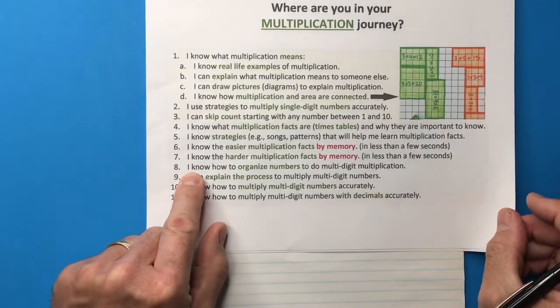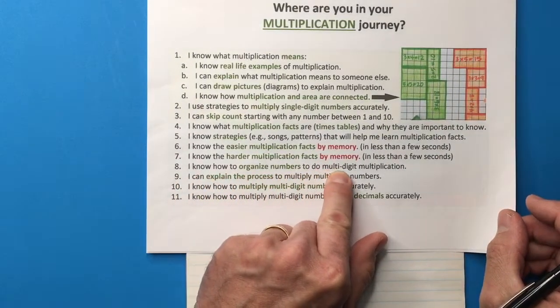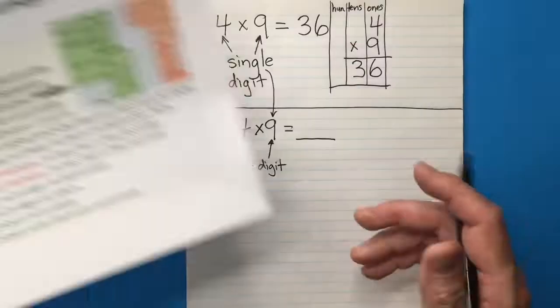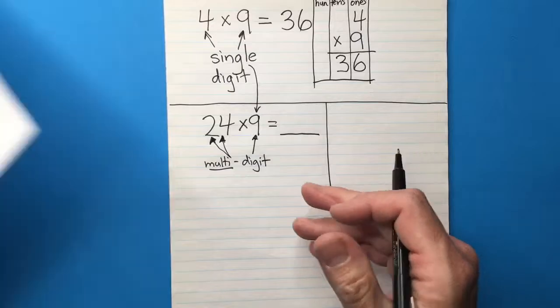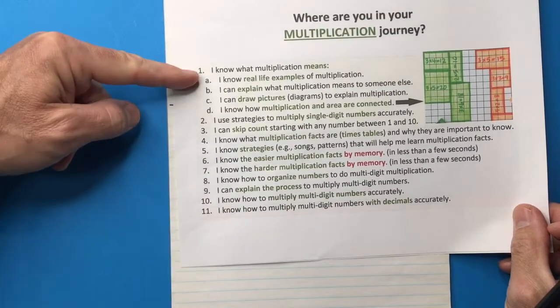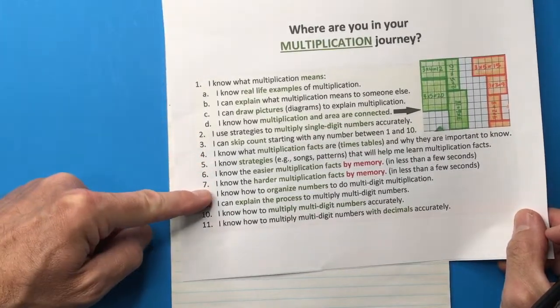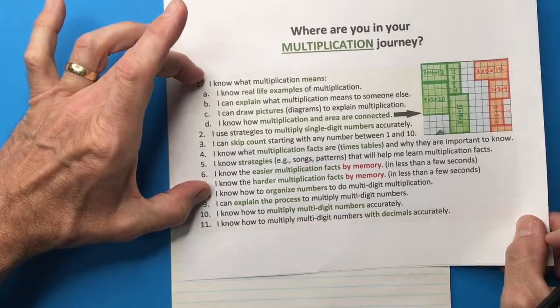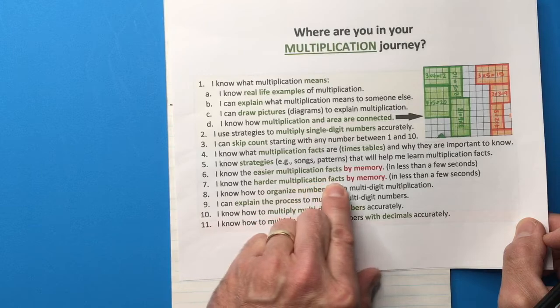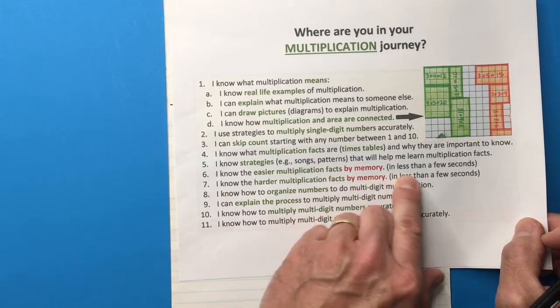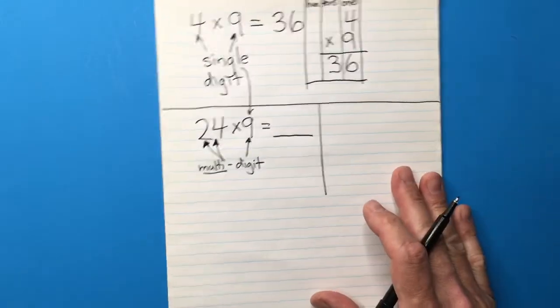So now we go back to here. I know how to organize numbers to do multi-digit multiplication. In order to organize this, now this is assuming that in your journey you have completed all the way from 1 to 7. So all these 7 steps you've gone on your journey. So you know the easier and the harder multiplication facts by memory. You can recall them in a few seconds.